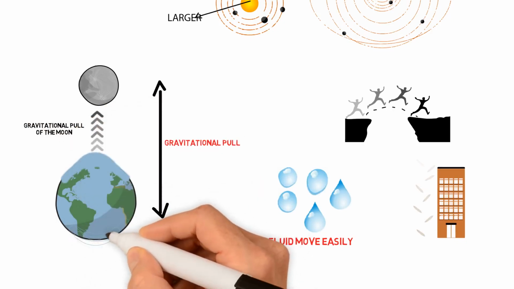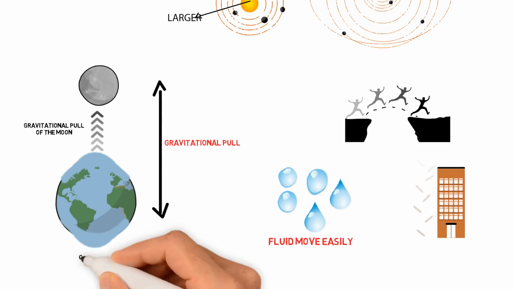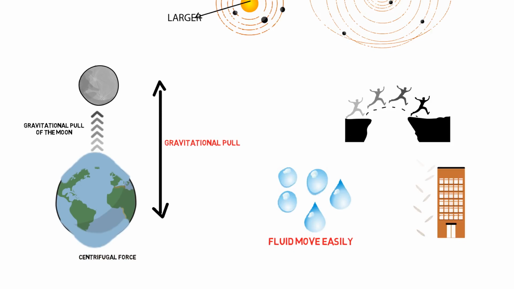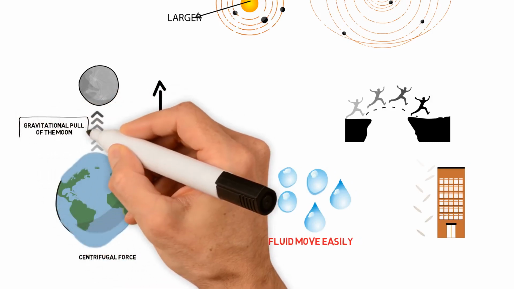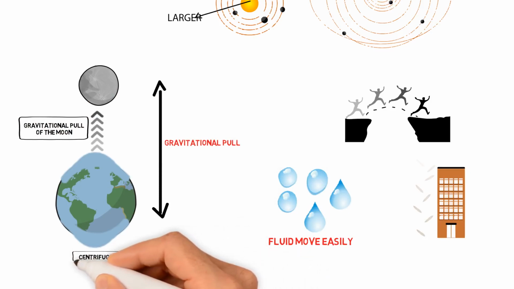And on the other side of the Earth, there is another bulge in the ocean water. This happens because this side of the water is farther away from the moon, and because of the centrifugal force that counterbalances gravity on Earth. So there are two tidal bulges created on opposite sides of the Earth. One is due to the moon's gravitational force and the other is due to the centrifugal force of the Earth.